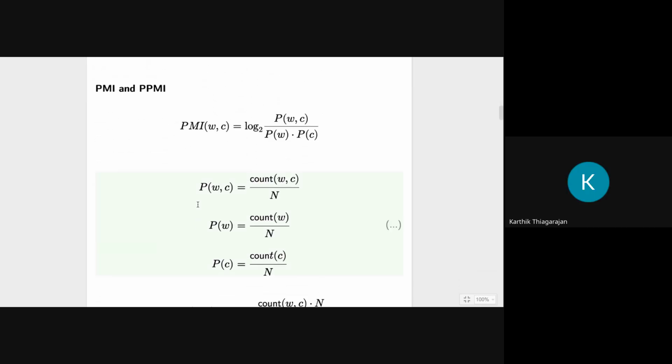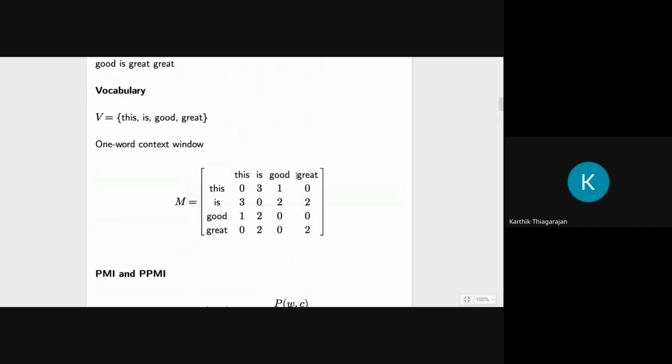Now, how do you estimate these probabilities? You use counts, right? This is how often you look at the corpus and count W comma C. So for example, here it will be is and this, right? So if W is and context is this, then the count of W comma C would be 3.